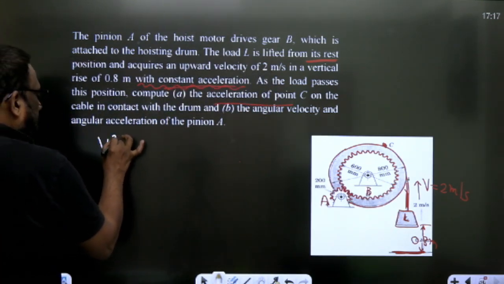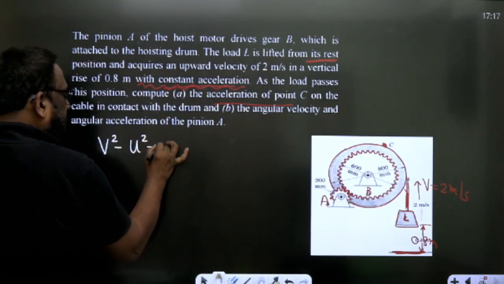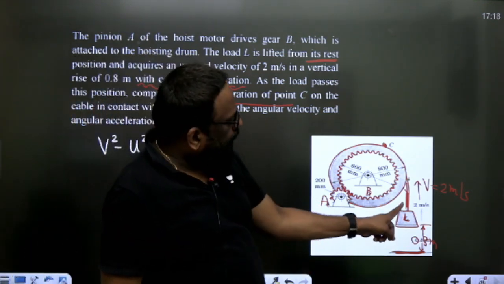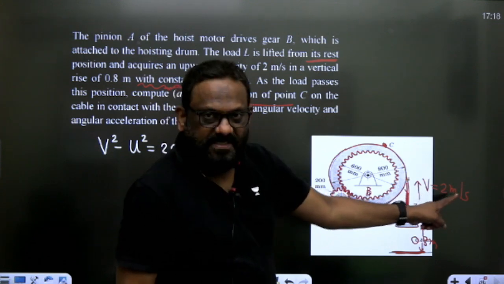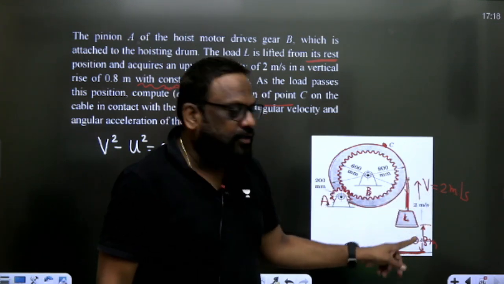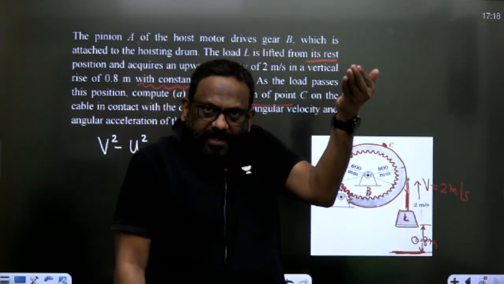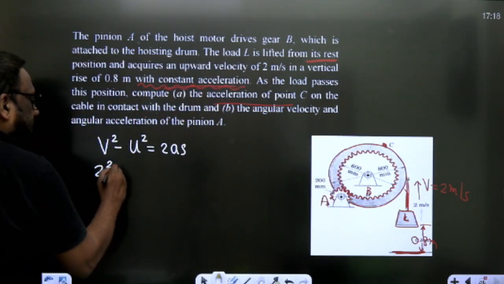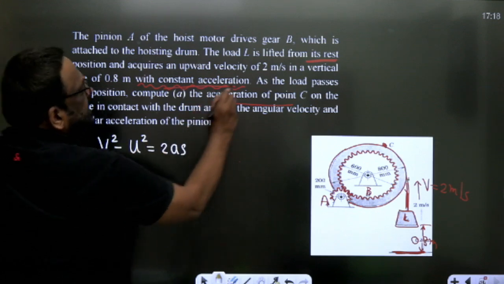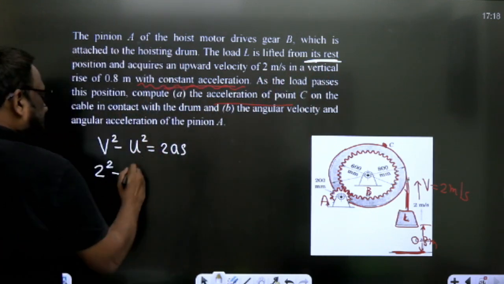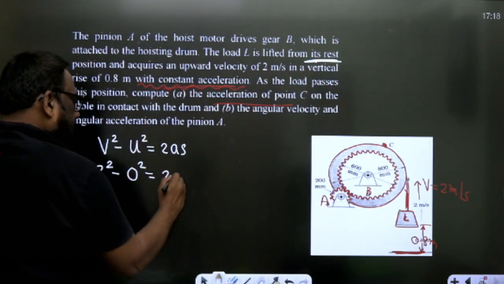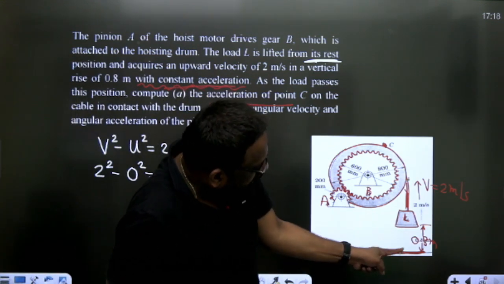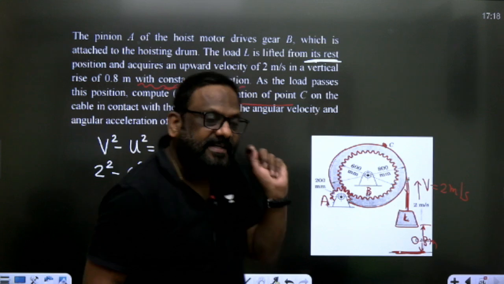v square minus u square is equal to 2as. Finally, after some time, what velocity it has achieved, sir? 2 meter per second. Let us find out the acceleration with which the load is lifted. So, what is v? 2 square. After some time, it has achieved a velocity of 2. What is the initial velocity? It is starting from rest. The initial velocity is 0, is equal to 2 into acceleration. What is the displacement? Displacement from here to here, the displacement is 0.8 meter.